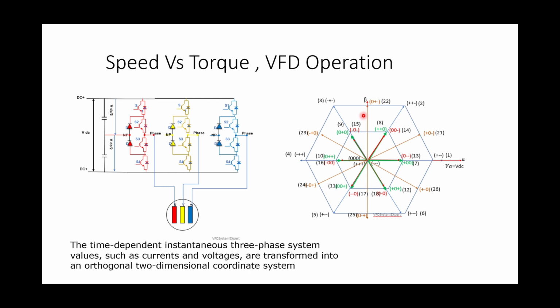The name vector control originates from the basic principle of the control strategy. We take the time-dependent instantaneous 3-phase system values, either for voltage or for current, and transfer them into a 2-dimensional coordinate system by means of a Park transformation. This coordinate system rotates with the same frequency as the 3-phase values. From this, the 3 AC quantities are reduced to 2 DC quantities, which in general are much simpler to control and to give a command. These 2 DC quantities can be represented as what we call space vectors.